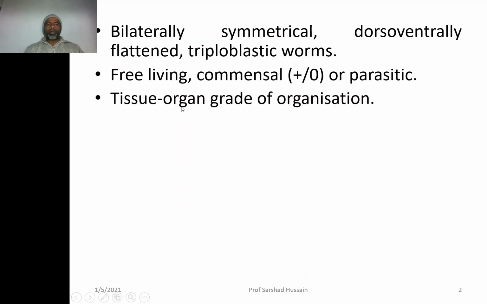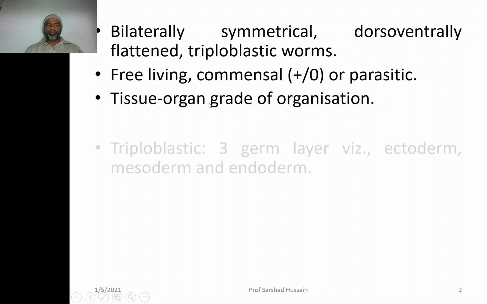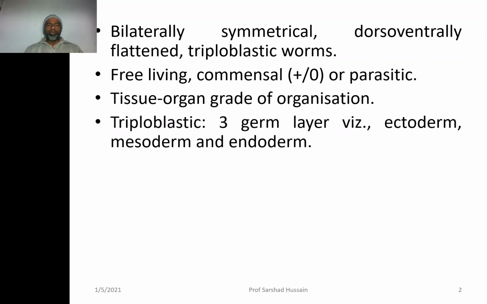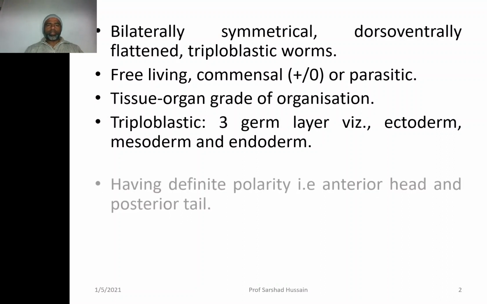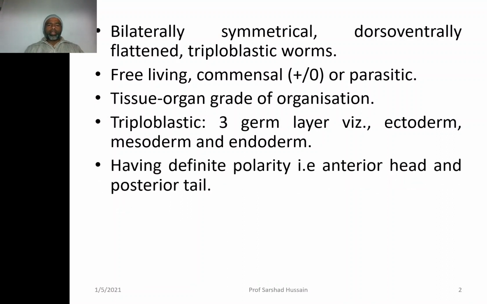They have the tissue-organ grade of organization. That means somewhere there are still tissues, but somewhere organs are formed. So we already discussed that they are triploblastic animals. They have a definite polarity.